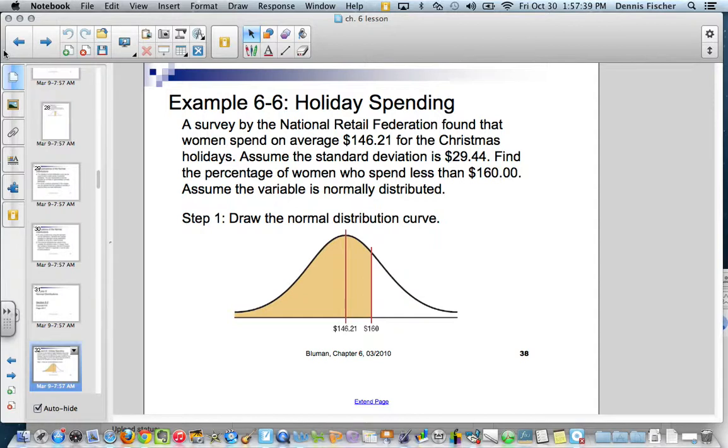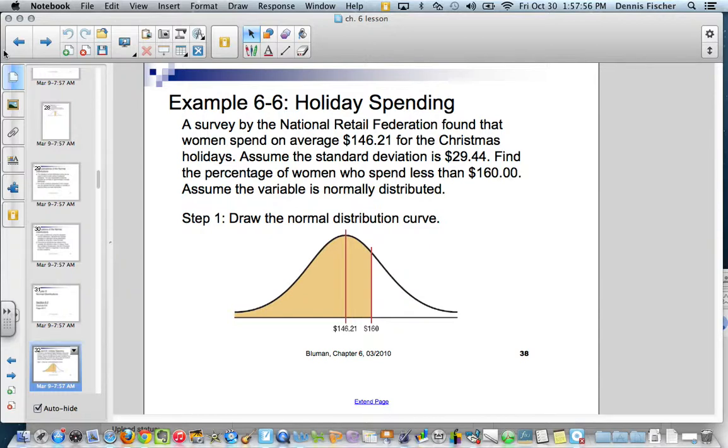A survey by the National Retail Federation found that women spend, on average, $146.21 for Christmas holidays. Assume the standard deviation is 29.44. Find the percentage of women who spend less than $160. Assume the variable is normally distributed.